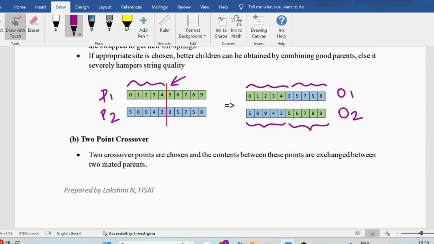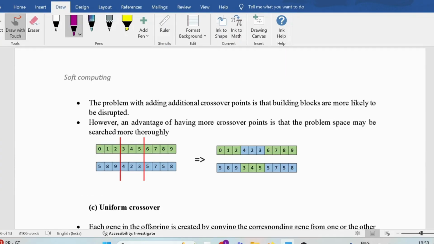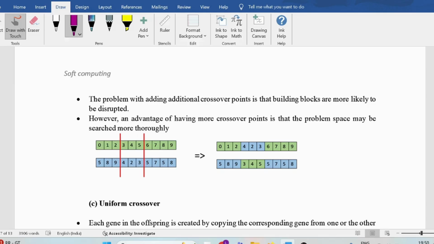Then the next one is a 2-point crossover. It's the same thing. It's just that we are going to choose 2 random points where crossover can be done. So this will be chosen from parent 1. This is also chosen from parent 1. This will be chosen from parent 2. So likewise, this is parent 1, parent 2, offspring 1 and offspring 2. So that is called 2-point crossover.